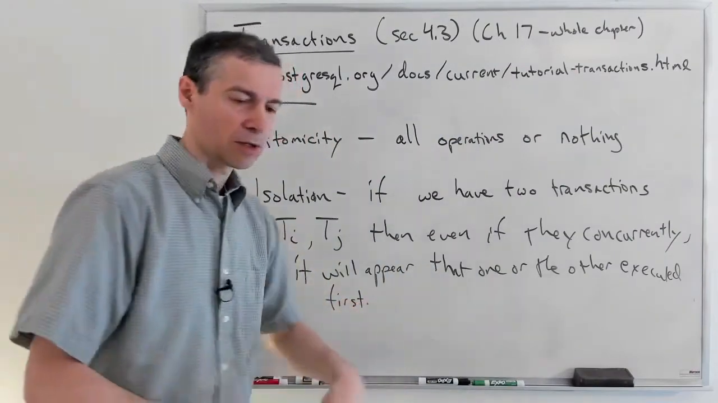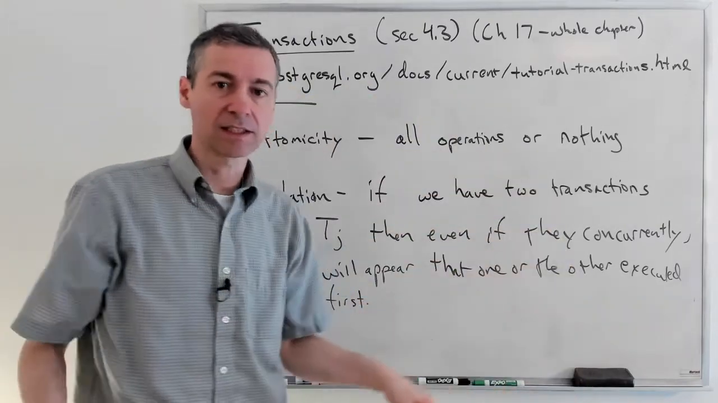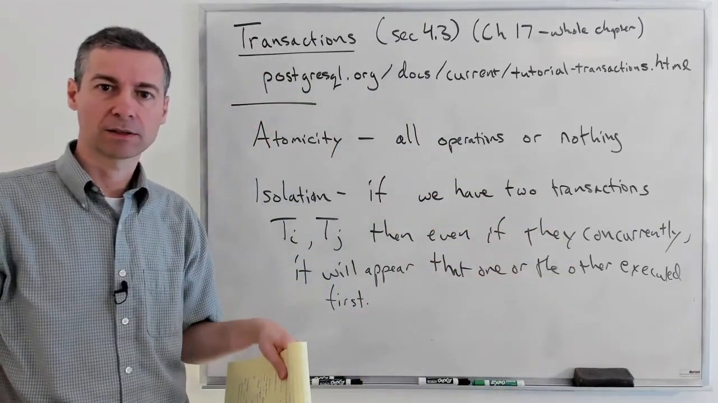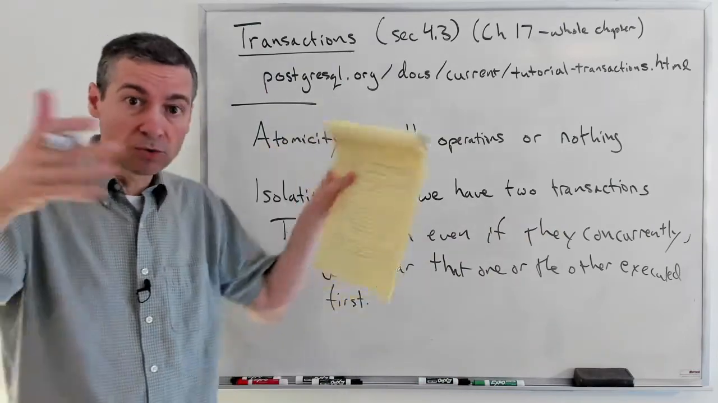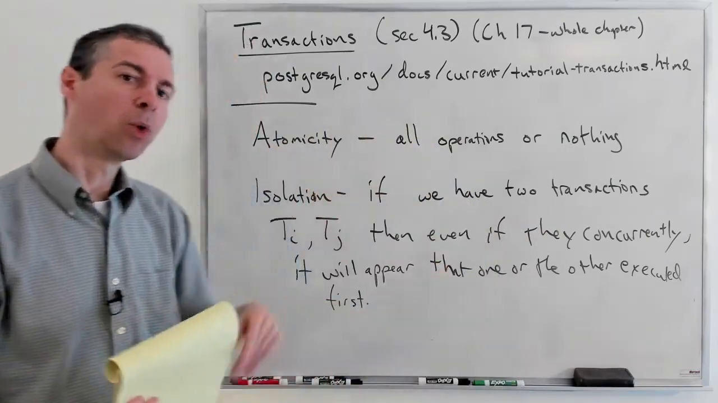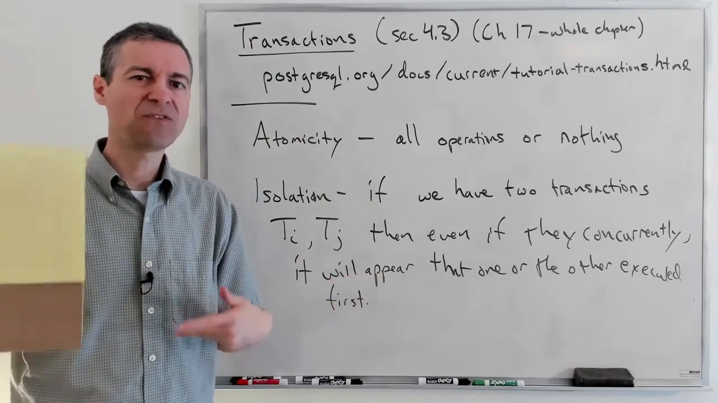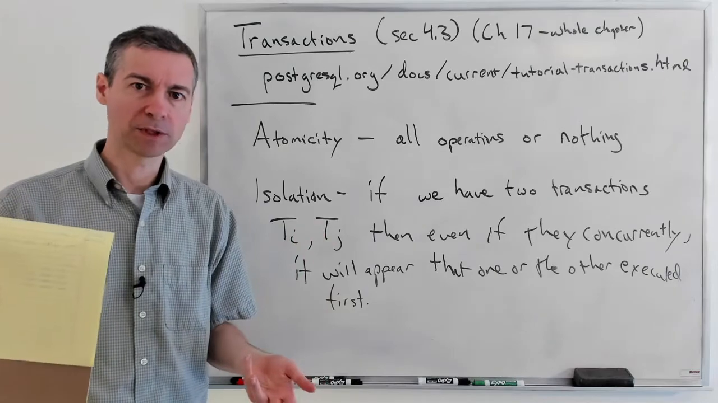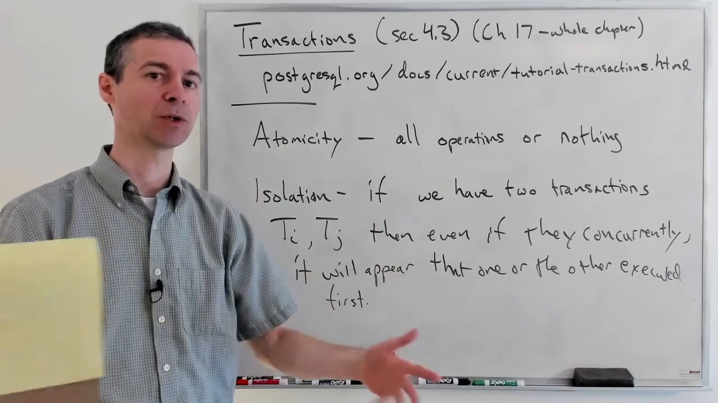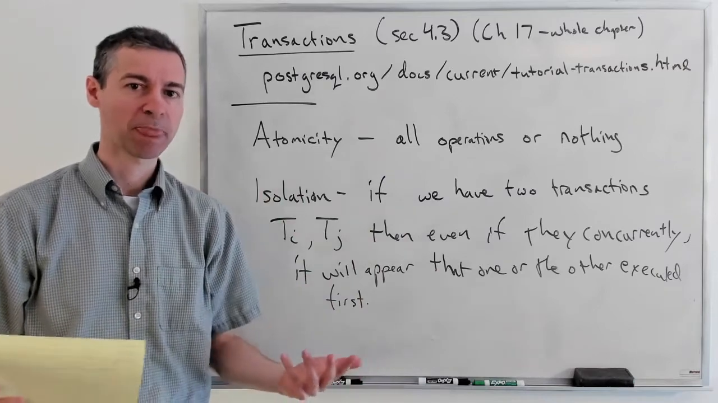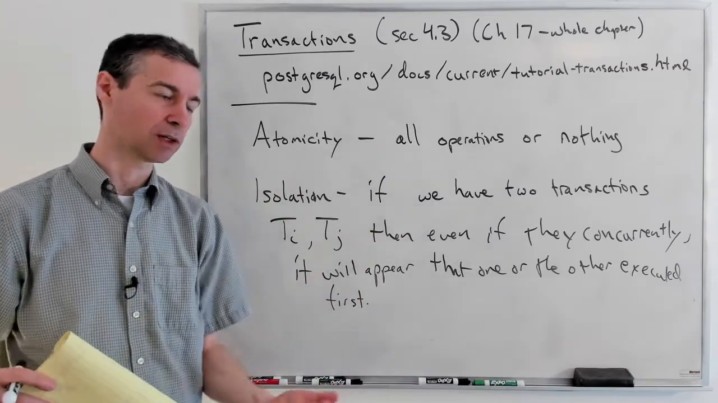In other words, if two people, let's say, do something at exactly the same time with that database, that means they're going to be two separate transactions. One of them is going to be run and appear to have happened before the other one. They might actually happen at the same time, but the database is going to make it seem to the user that one of them in time happened before the other one.